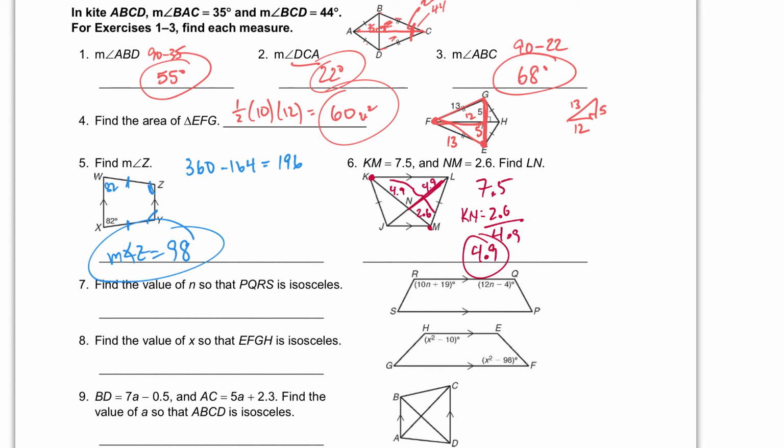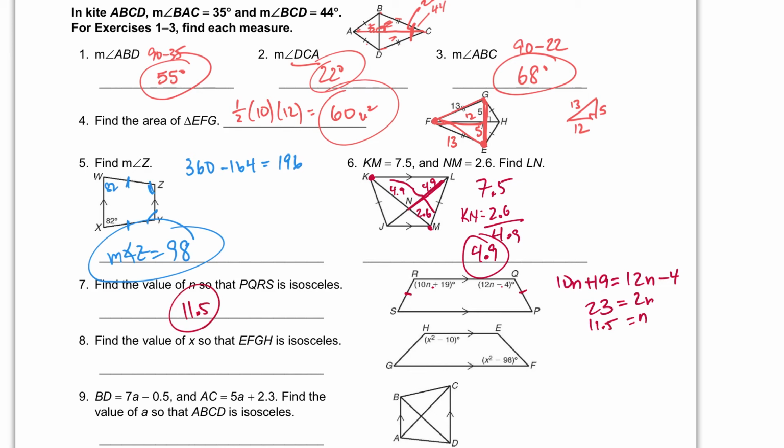All right, moving on. Find the value of N so that this is isosceles, which means these two angles will be congruent. So we could say 10N plus the 19 will have to equal the 12N minus the 4. So over here I get 2N. Over here, bring this over, so plus 4, you'll get 23. And N will be 11.5.